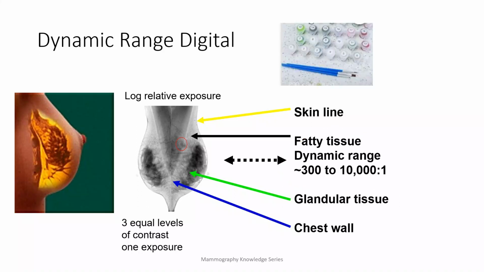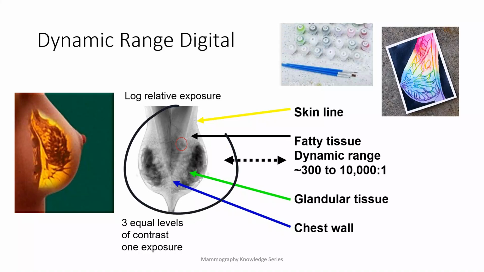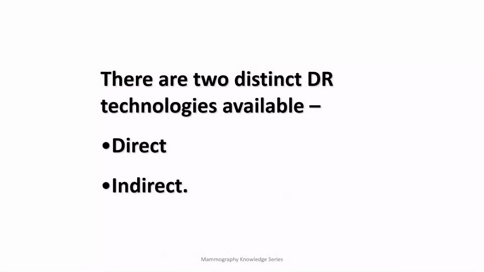Going back to our paint by number example, what we can look at is the fact that the number of paints would give us the dynamic range that we could utilize. Obviously, the more numbers of paint and the smaller the area being painted, the better the resolution and contrast. There are 2 distinct DR technologies available: a direct flat panel matrix array and an indirect flat panel matrix array to collect the data. We're going to take a look at both.